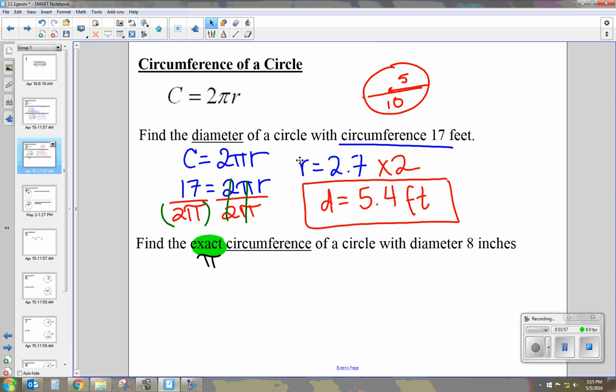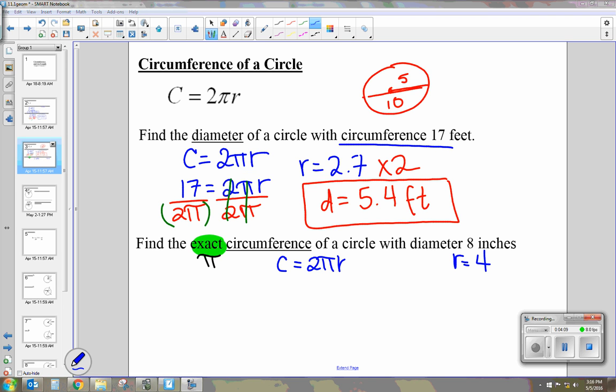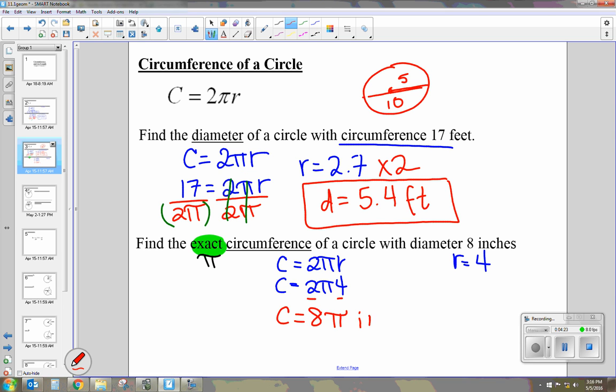So we're finding the circumference, so it's 2 pi r. If our diameter is 8 inches, our radius is 4, because remember radius is half. So our radius is going to be 4. Let's plug that in. C equals 2 pi 4. We're not going to use pi in our calculator, so we just multiply the 2 and the 4, and we get 8 pi inches. That is what we call exact, or in terms of pi. No rounded decimals.